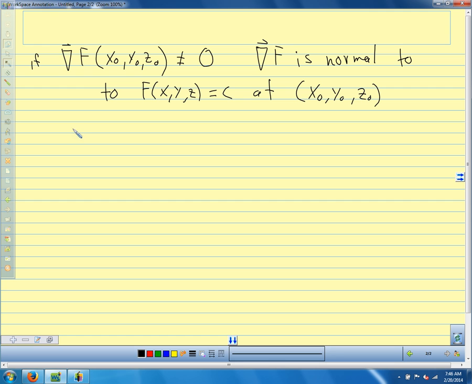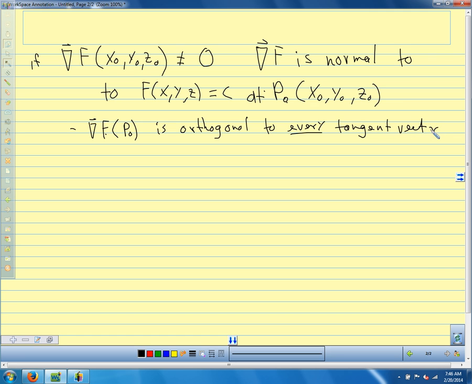This also means, just as a side note, that del F at, and I'm going to call that point P0 so I don't have to keep writing it, del F at P0 is orthogonal to every tangent vector through that point. So our gradient is orthogonal to every tangent vector through that point.